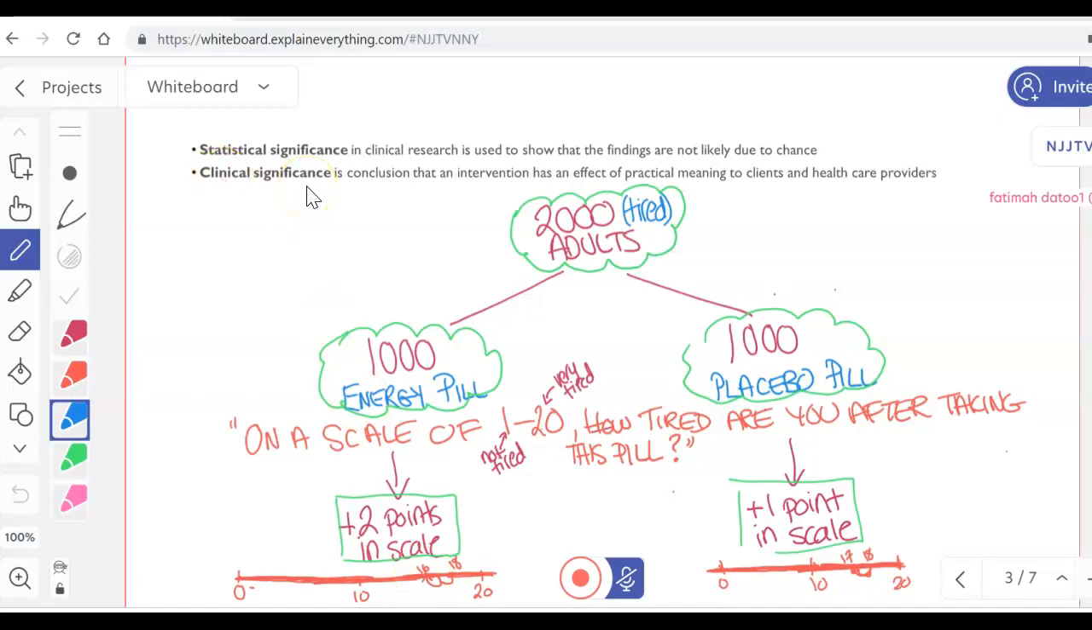It's not clinically significant because I would never recommend this pill because you're only going down 2 points. That's nothing. If you were going down a whole lot more points, then I would probably recommend it. So clinical significance: would the healthcare providers recommend it? What would they conclude? They would say, you know what, it's not beneficial.